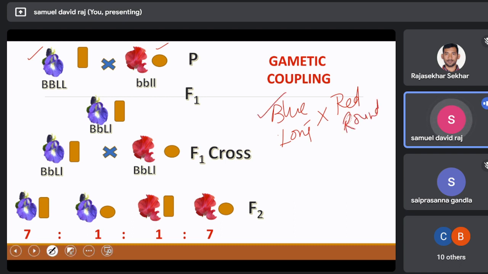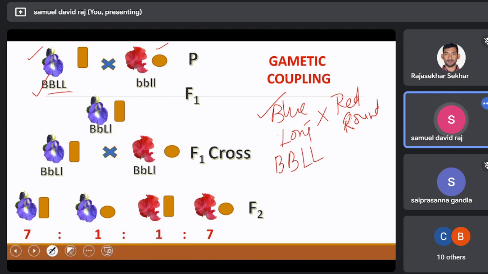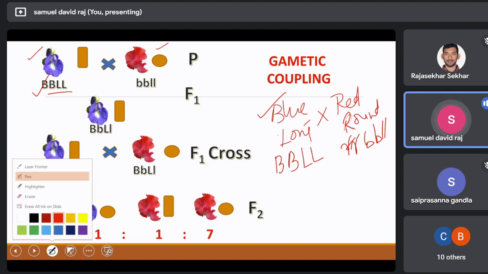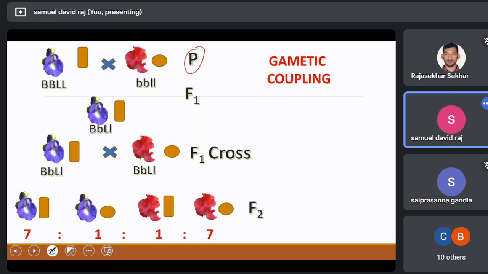We know blue is dominant, capital B, and long is dominant, capital L. Red and round are both recessive, small b and small l. So in the parental generation, they have taken a blue long one, BB LL, and crossed it with a red round one, bb ll.